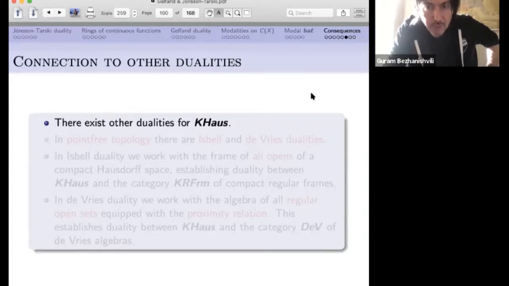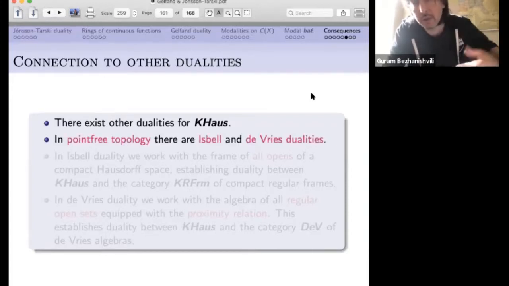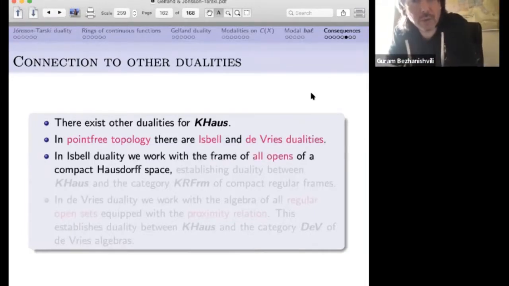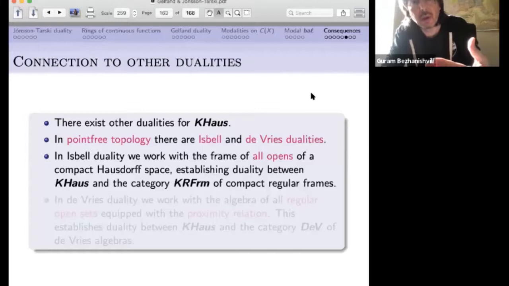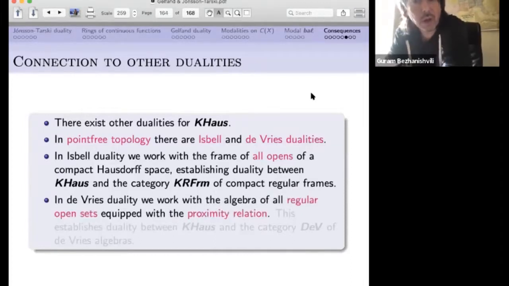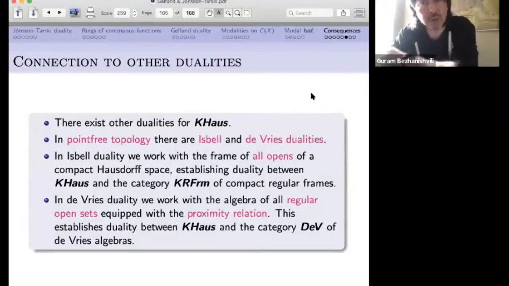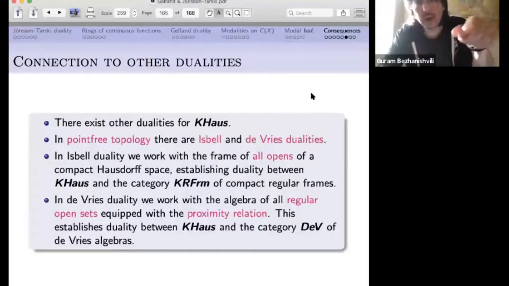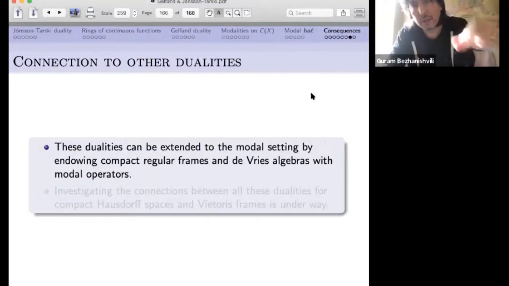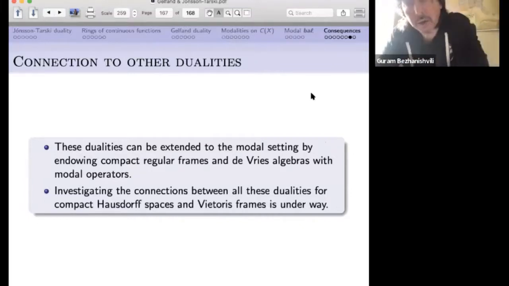Finally, compact Hausdorff spaces admit other dualities. There are some dualities in point-free topology and domain theory that play an important role. So there's the so-called Isbell duality, when instead of continuous functions on compact Hausdorff spaces, you work with all open sets, and that gives rise to the so-called Isbell duality, which plays an important role in point-free topology. And there's also this De Vries duality, in which, instead of working with all open sets, you work with regular open sets. And obviously, there are connections between Gelfand duality, Isbell duality, and De Vries duality. This is something that you can work out the details, but I'll save you from the details here.